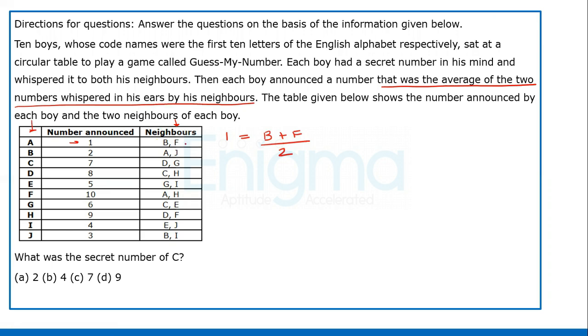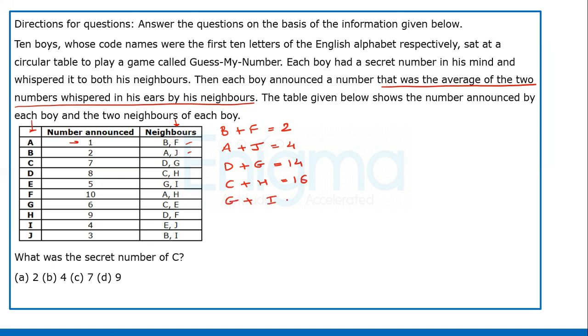And similarly, we can get for all these people. So, let's form these 10 equations. So, first of all, we have here B plus F is equal to 2. Then A plus J is equal to 4. D plus G is equal to 14. C plus H is equal to 16.